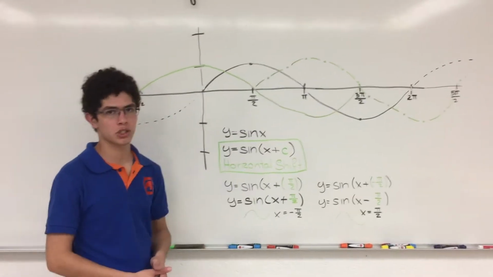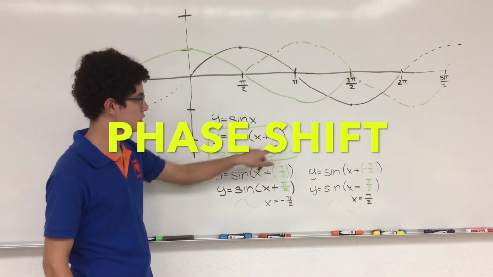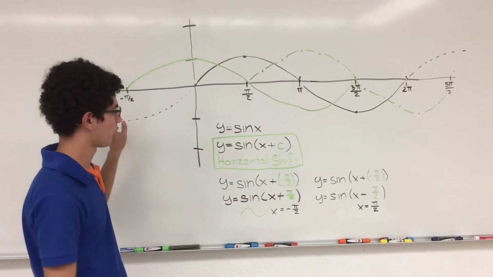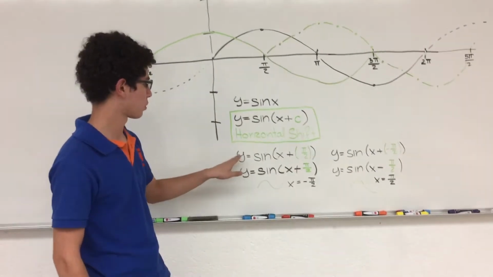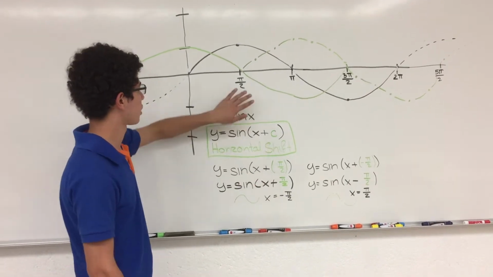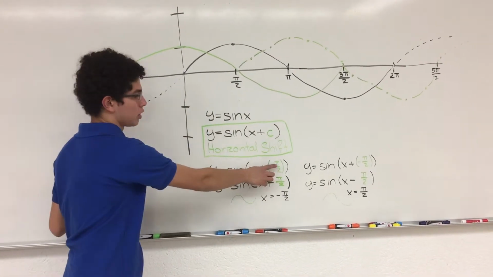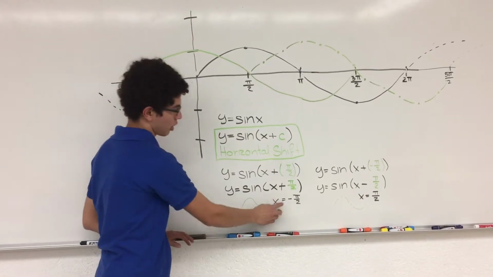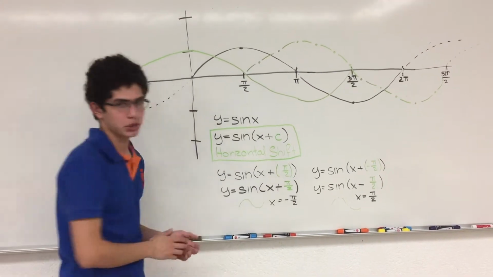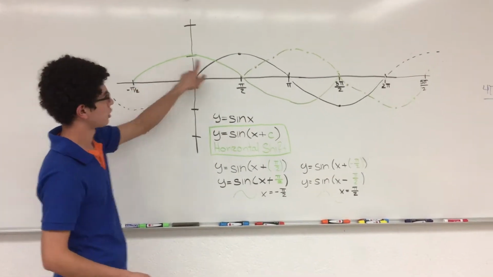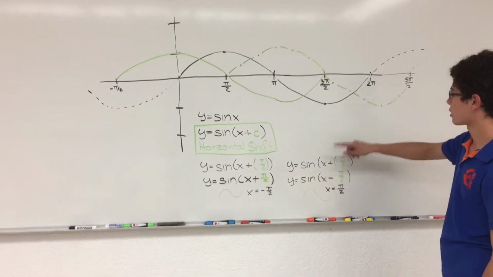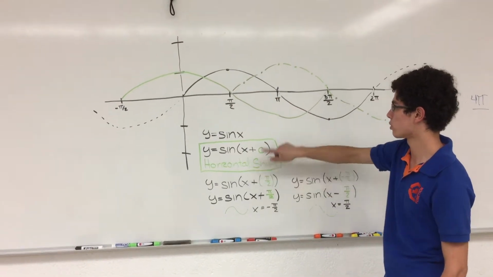Now, for horizontal shift, what we look at is the letter c. This will indicate if the function is transformed to the right or to the left. We have this example in which we have y equals sin(x plus pi over 2). This transformation will move the whole graph to the left pi over 2 units. This is because when you solve for x, it is minus pi over 2. So the whole graph will move to the left like this function.